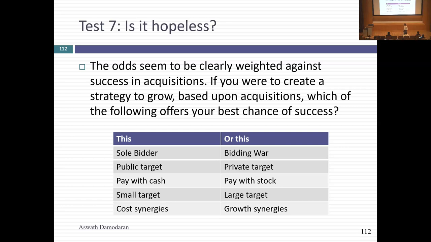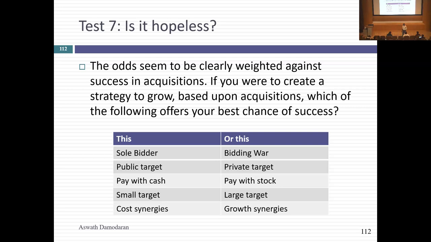Do you want to go after public targets or private targets? Tell me why. What is it about public targets that makes acquisition so much more difficult? You've got to pay market price plus, right? Market price, God only knows what. Whereas with private businesses, you start with the value you estimated. You know what's in there, so you can say, I can pay a premium for that.